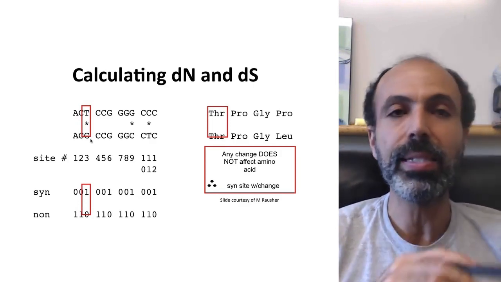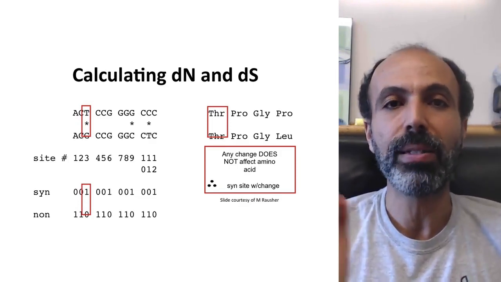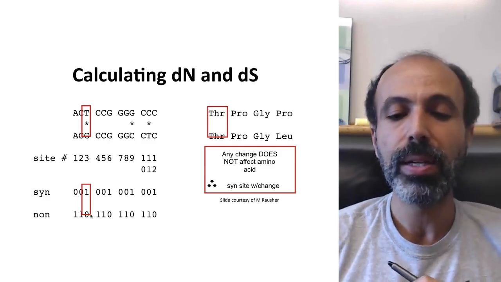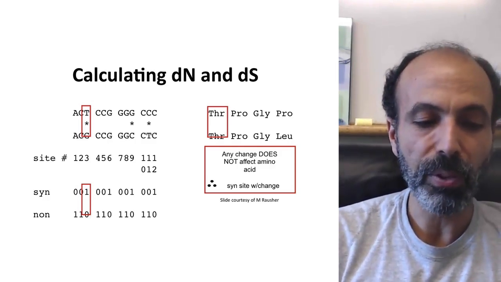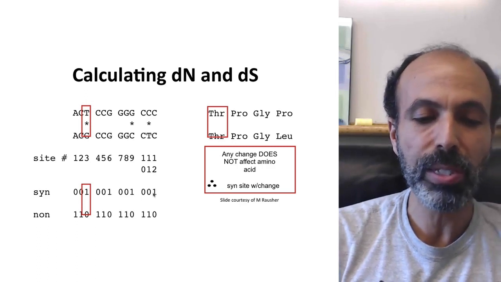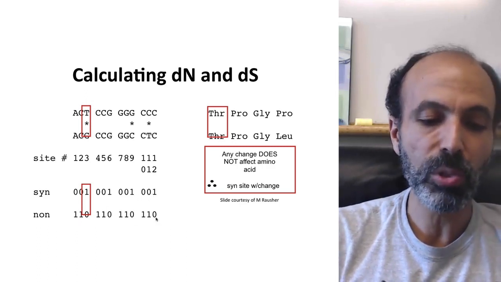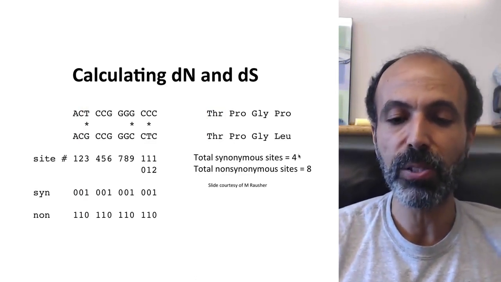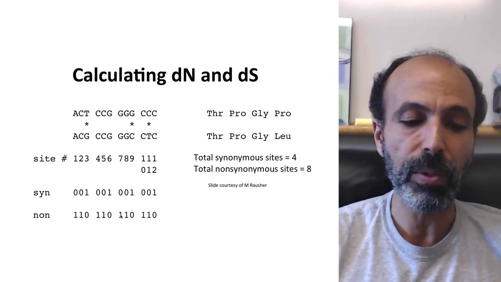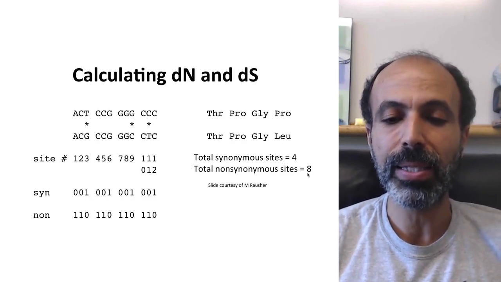If you're starting with AC, any change there will not affect the amino acid. So that is a clear synonymous site. So what we do is we tally up for this entire sequence how many potential synonymous changes were there, how many potential non-synonymous changes were there. And what we see is the total number of synonymous sites is 4. It's just the total of these numbers. The total number of non-synonymous sites is 8.